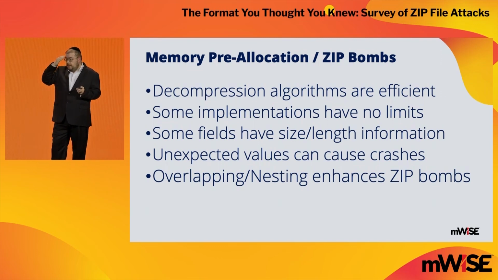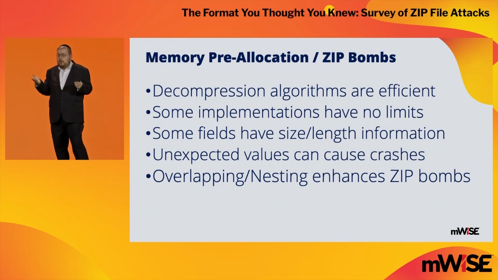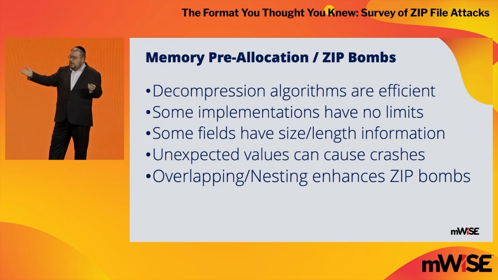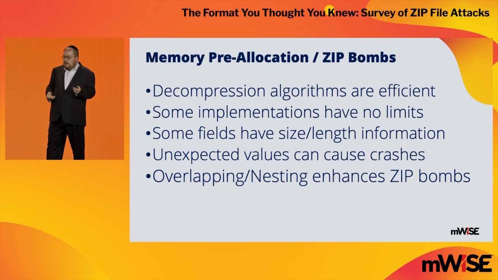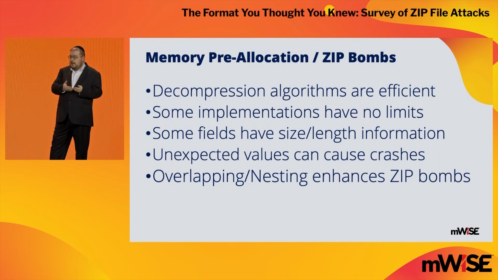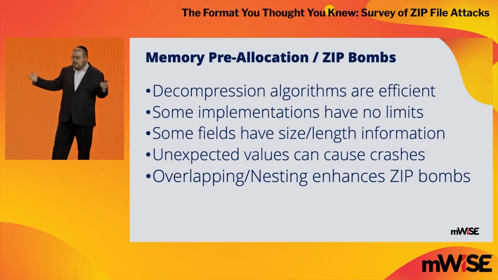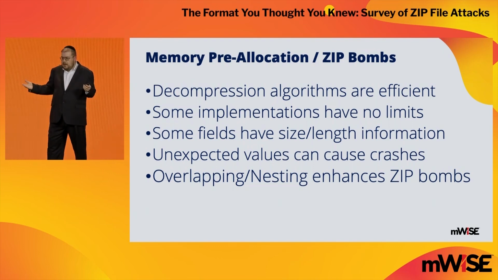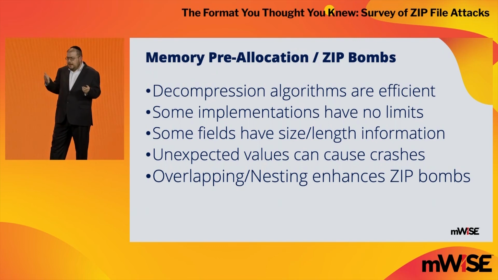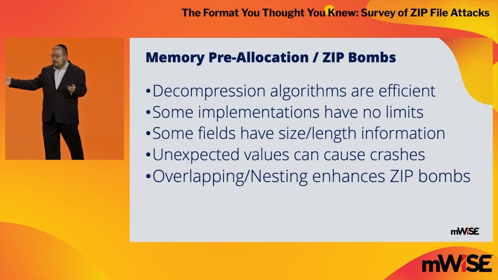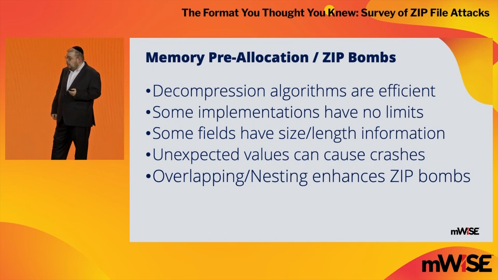Another thing that happens is, let's say you have an entry in the zip that says there are 100 files within the zip file. Then the implementation goes ahead and pre-allocates memory for efficiency purposes to decompress 100 entries. 100 is fine. Try 10 billion. Again, no limits, because they are pre-allocating memory or disk space based on unvalidated data from a file they don't trust.